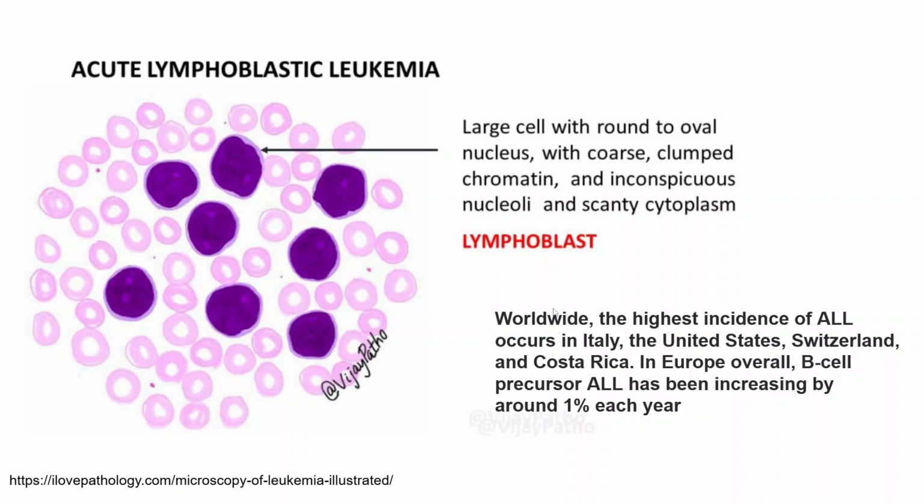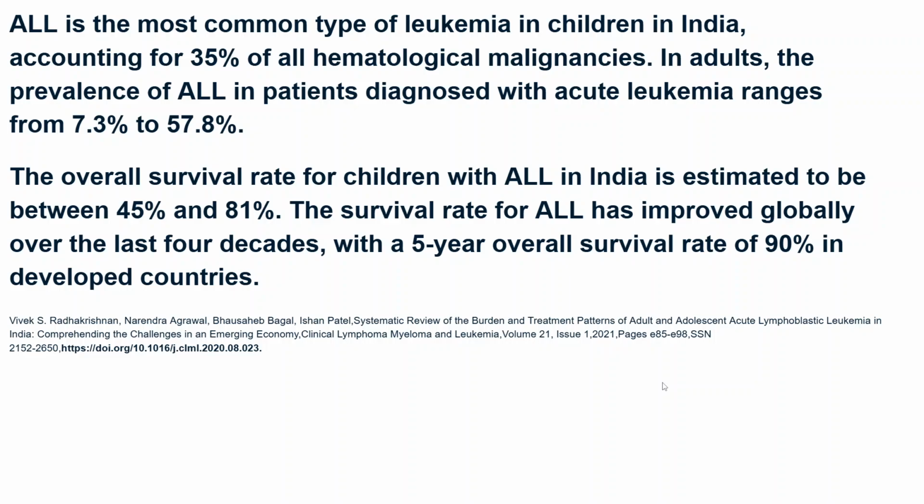Now, the incidence of acute lymphoblastic leukemia is maximum in Italy, United States, Switzerland, Costa Rica, etc., in the Western countries, and it is increasing every year by 1%. In India, it is the most common leukemia in children, accounting for 35% of all hematological malignancies in children. In adults, the prevalence is around 7.3 to 57.8% in India. So compared to Western countries, the incidence in adults is lesser.